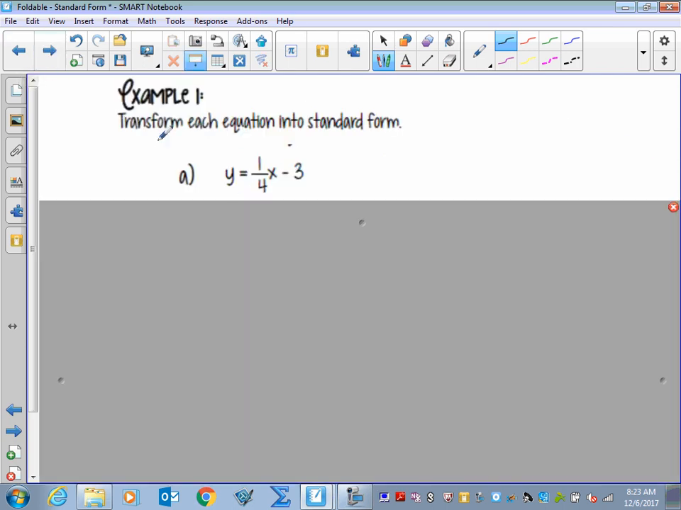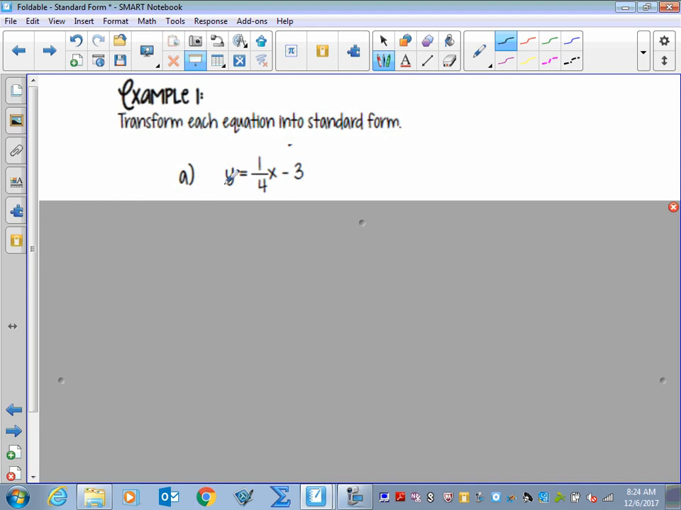All right, let's take a look at this particular problem. If you're asked to take an equation and write it in standard form, one thing you need to know is that in order to get to standard form, you must start in some other form first. You already know two forms: slope-intercept form and point-slope form. It has to be in one of those forms before converting it to standard. You can't go directly to standard.